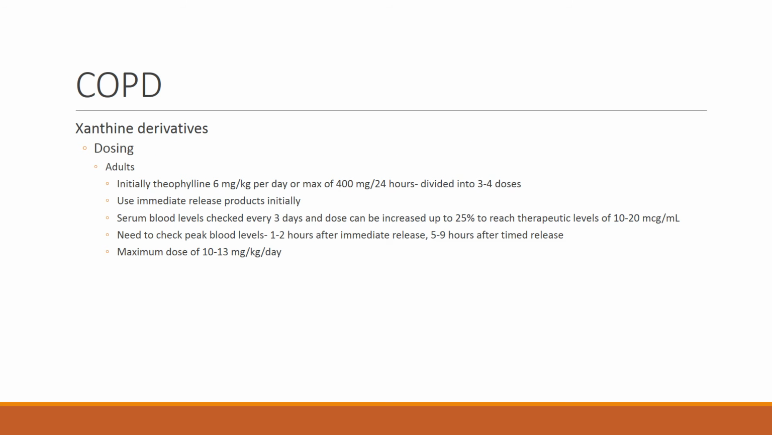The dosing, again, is the same as for asthma, the 6 milligrams per kilogram per day, using the immediate release product up to a max of 400 milligrams, so like 100 milligrams 3 or 4 times a day based on their weight. Again, you're drawing levels, so it's not very convenient. You're drawing the peak blood levels, and again, typical max dose in that 10 to 13 milligrams per kilogram. So somebody, you're typically going to see them maybe at 600 to 800 milligrams per day.